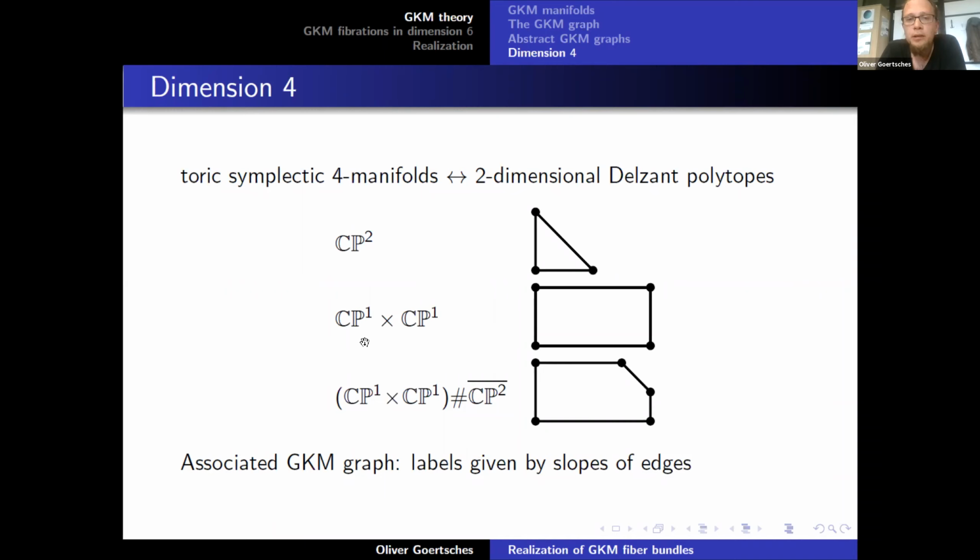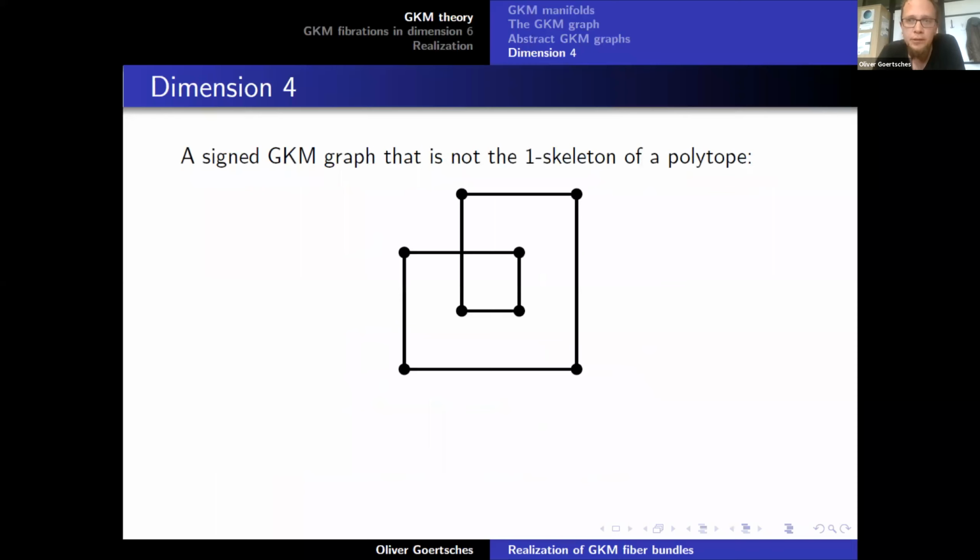So it might look like the GKM graph doesn't really see that this is in fact the toric symplectic manifold. But that's not entirely true, because there is still some symplectic information being kept, because it's a restriction on the graph to be realizable as the boundary of a polytope. For instance, have a look at this graph. So this is also a signed GKM graph, but it's not the one-skeleton of a polytope.